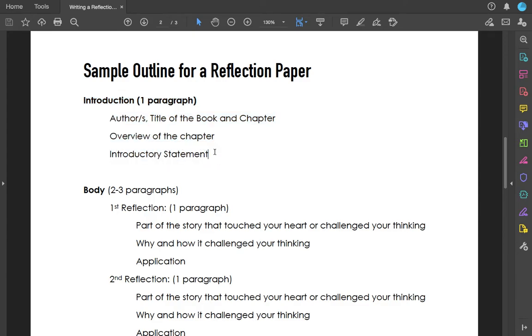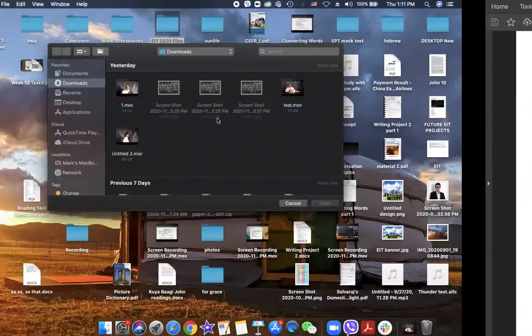So in the introduction, you simply include the author or authors. In our case, the biography was written by two persons, right? So two authors. And of course, the title of the book you are reflecting on and the chapter. Yeah, you should be very clear about this. Just like what I did here.